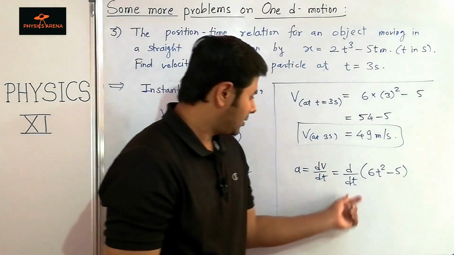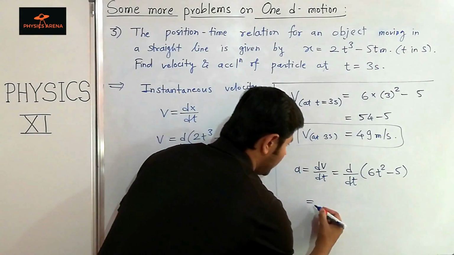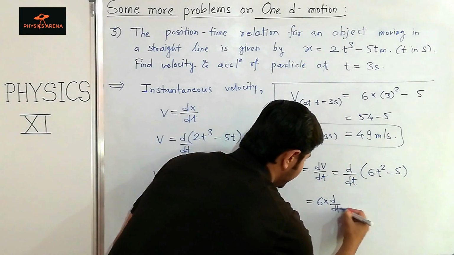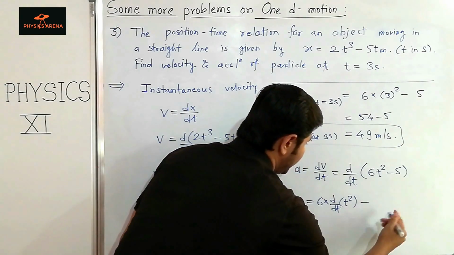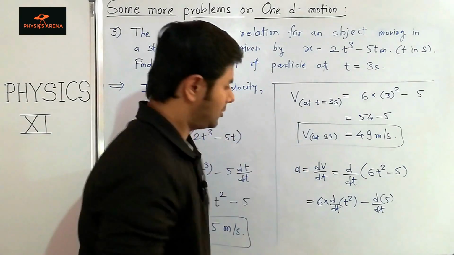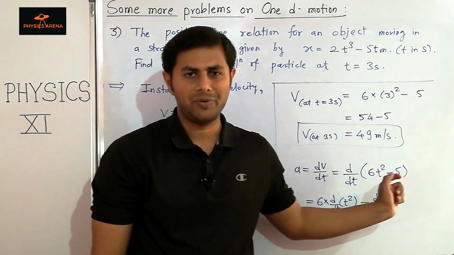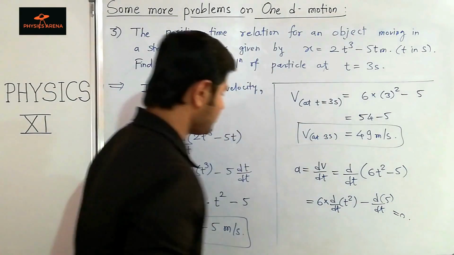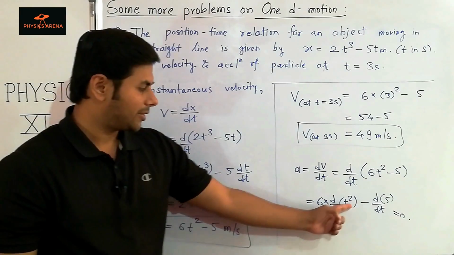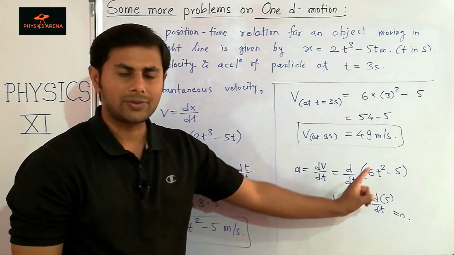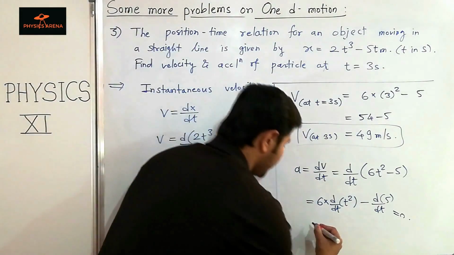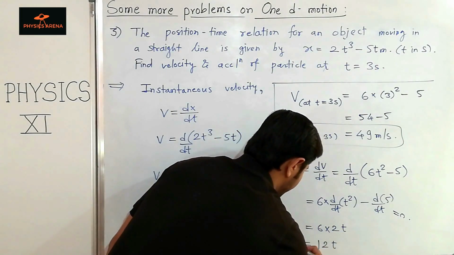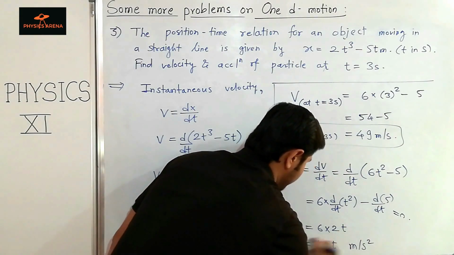Okay, now let us just rewrite or separate this. So I get d by dt of 6t square, so it is 6 times d by dt of t square, minus d by dt of 5. And we know that the derivative of a constant is 0. 5 does not change when there is a change in t, so this is 0. And for the derivative of t square, by the power law, here n is equal to 2, so it is 2t raised to 2 minus 1, that is 1, so 2t, 6 times 2t, which is 12t. So acceleration is 12t, and the unit is meters per second squared.